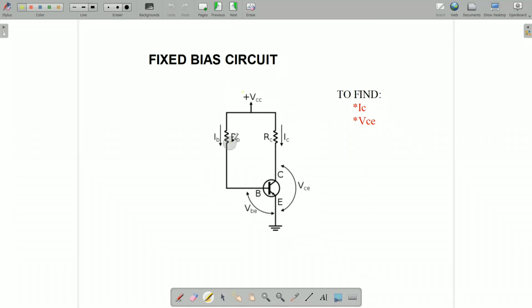This is a circuit with RB, RC, and the flow of currents IB and IC. The reason behind the name fixed bias is that for the given supply VCC, when we fix RB, the IB will be fixed. This is the reason behind the name fixed bias. We are going to find IC and VCE.